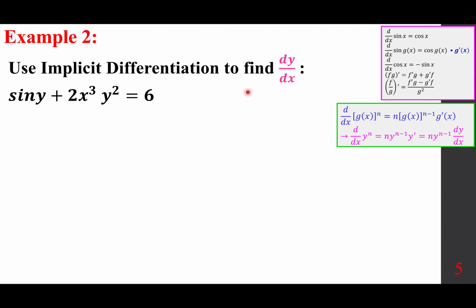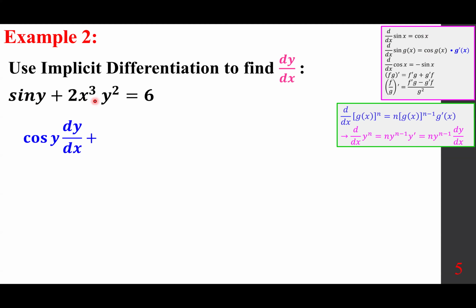We continue with implicit differentiation: sine y plus 2x cubed y squared equals 6. To differentiate that, sine gives you cosine. In essence, the derivative of sine is cosine. Cosine of what? The same argument y. For example, the derivative of sine of g(x) is cosine of g(x) times g prime of x. So this is cosine y times dy dx.